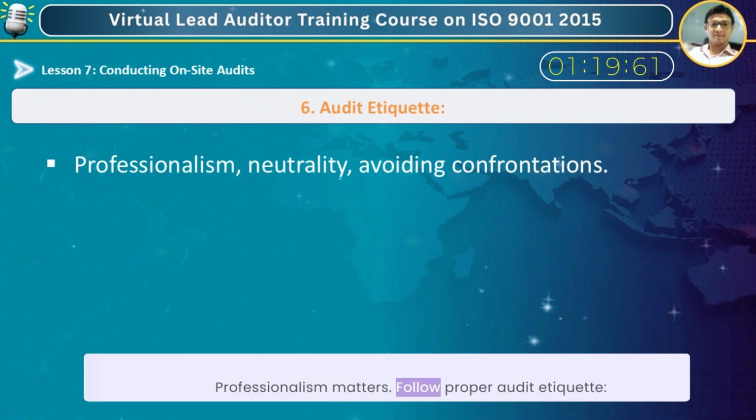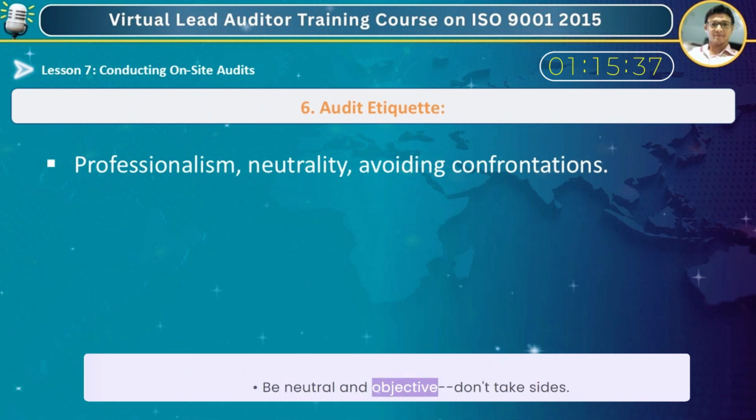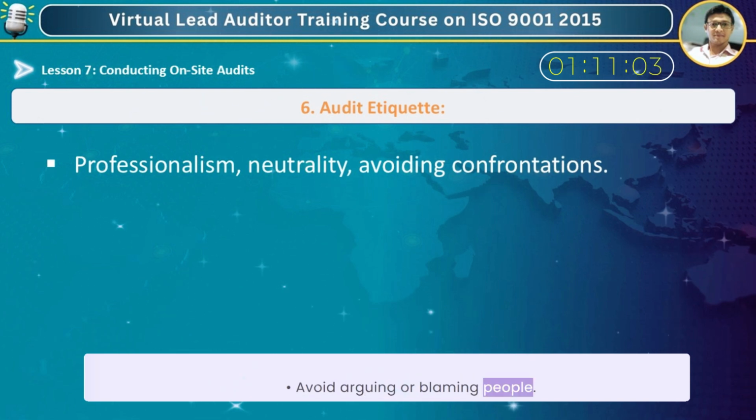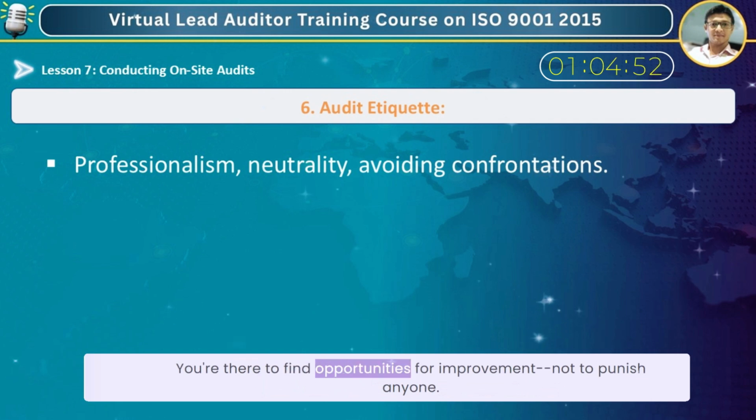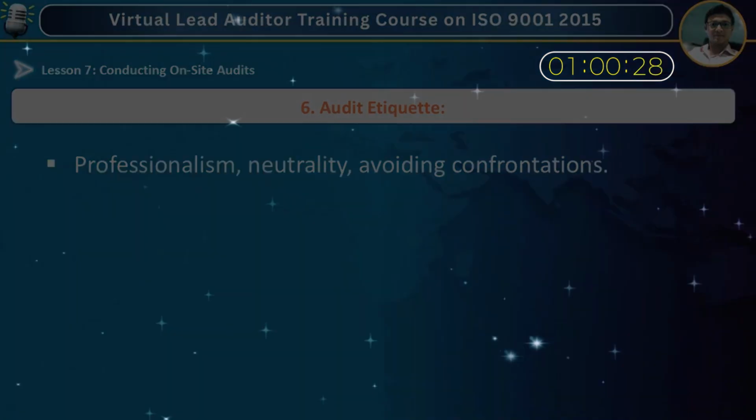Professionalism matters. Follow proper audit etiquette. Be neutral and objective, don't take sides. Avoid arguing or blaming people. Stay calm, ask politely, and focus on facts. You are there to find opportunities for improvement, not to punish anyone.